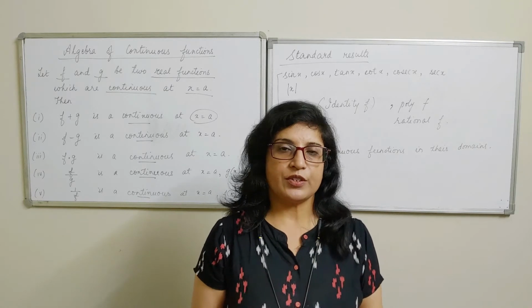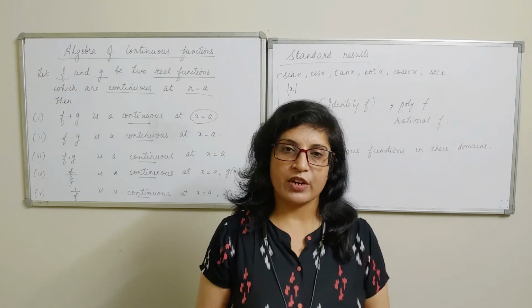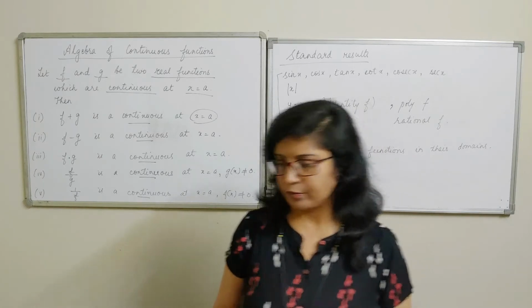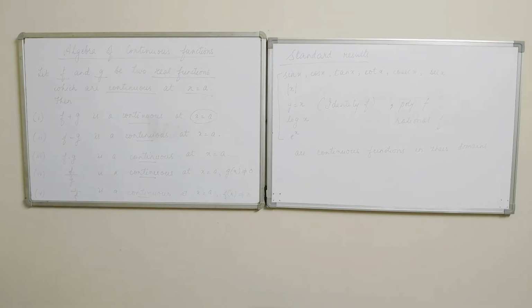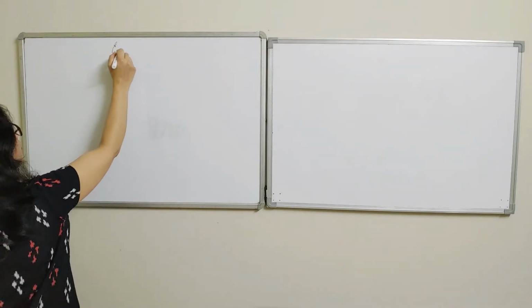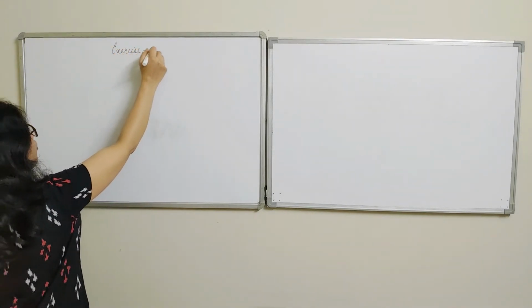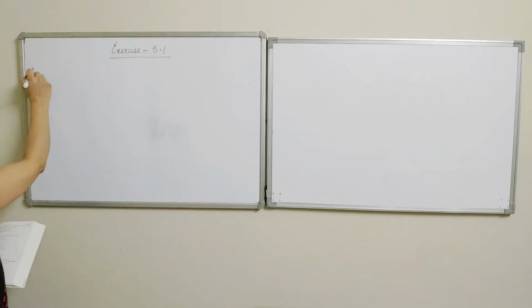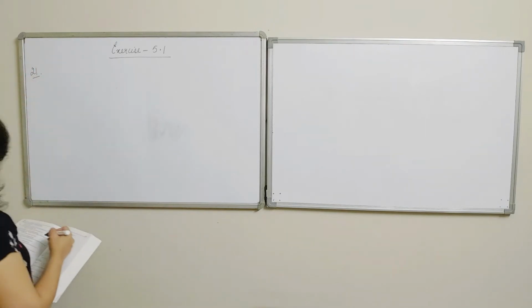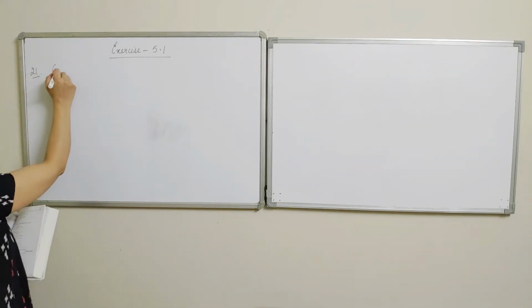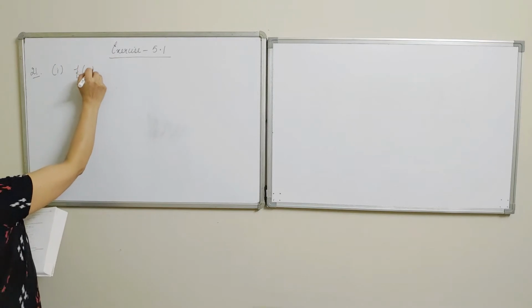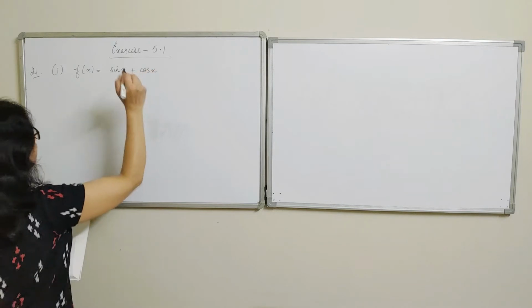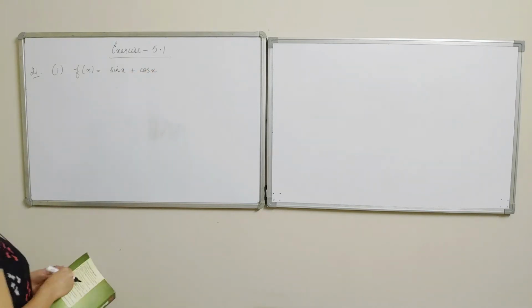And now using these concepts and along with the concept of composite functions, we shall solve some more questions from exercise 5.1. We'll start here with the 21st question. Discuss continuity of the following functions. The first part is f(x) is equal to sin x plus cos x. Now here the question can be solved in two ways.